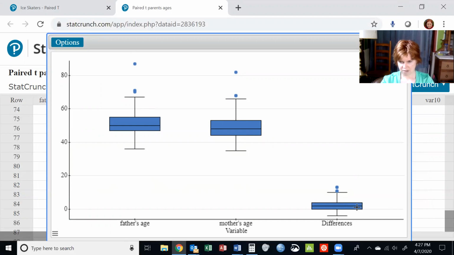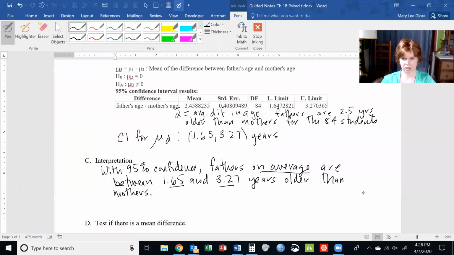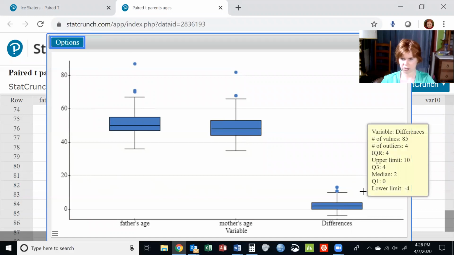All right. So when I see that, I think, okay, well, then probably on average, fathers are older than mothers. And that's what our test or our interval found out for us. It's like, yes, it's somewhere between, let's say, 1.65 and 3.27 years, yes.